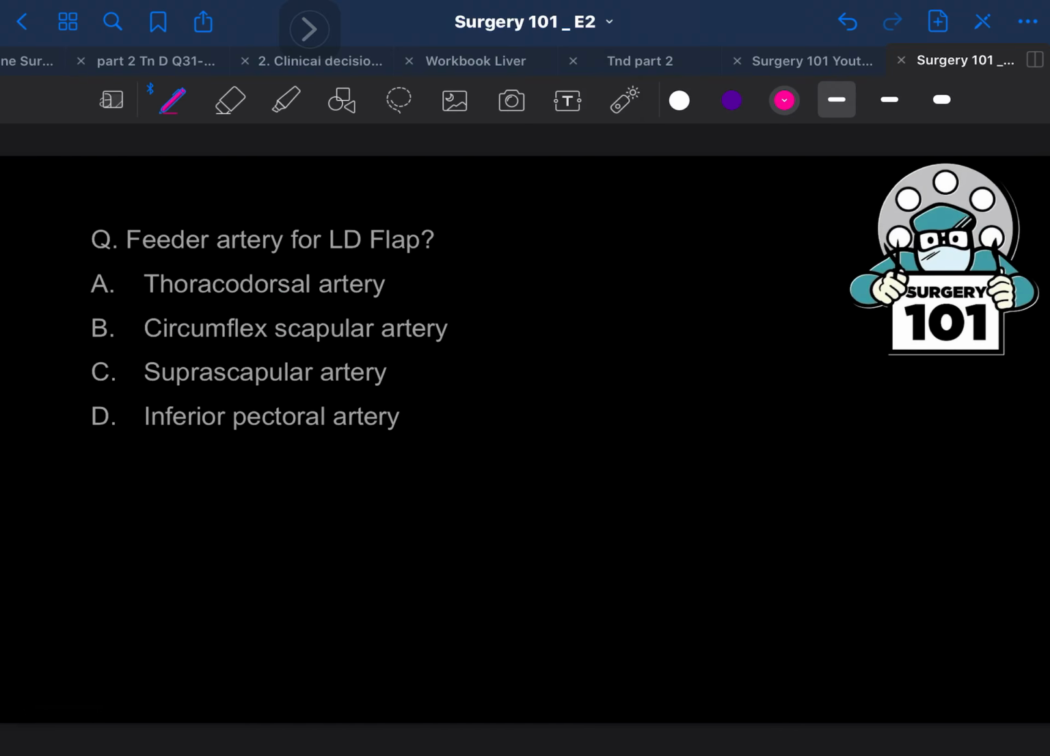Now moving on, feeder artery for the LD flap. LD is the latissimus dorsi flap. Is it the thoracodorsal artery, circumflex-scapular artery, suprascapular artery, or the inferior pectoral artery? The answer is the thoracodorsal artery.